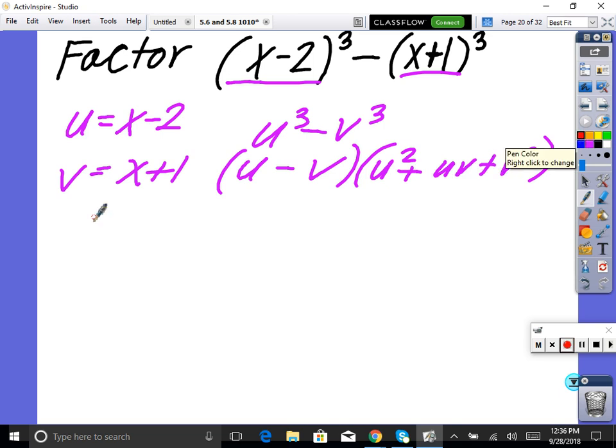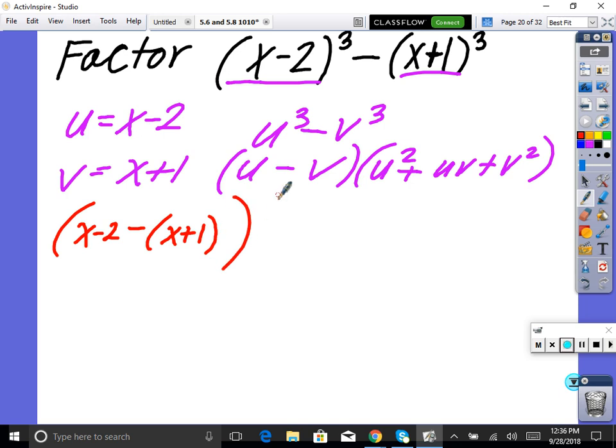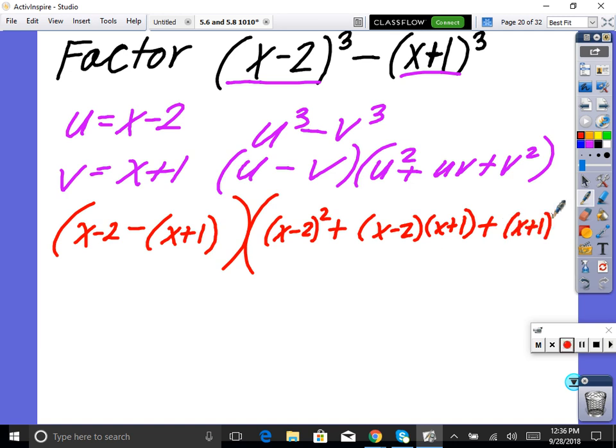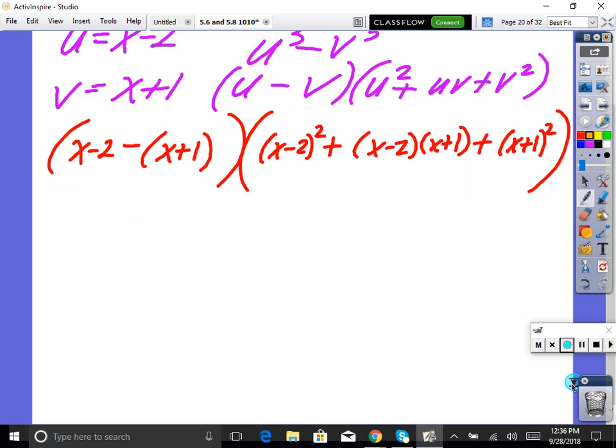So inside our parentheses, our u is x minus 2, and we have minus, now parentheses, v is x plus 1. Why did I put this in parentheses? Because it's minus all of v. So I need parentheses. We know how to subtract polynomials. That's just a rule. Then we have u squared, which would be x minus 2 squared, plus uv would be x minus 2 times x plus 1. Then we have plus v squared, and that would be plus x plus 1 squared. We can do advanced things, guys, so don't let a big nasty algebra problem scare you. Just be careful and go through it.